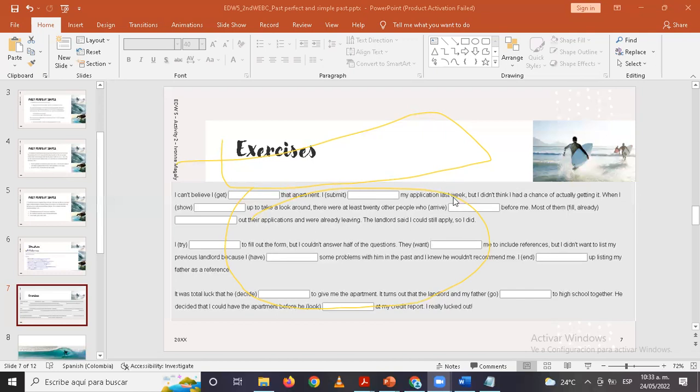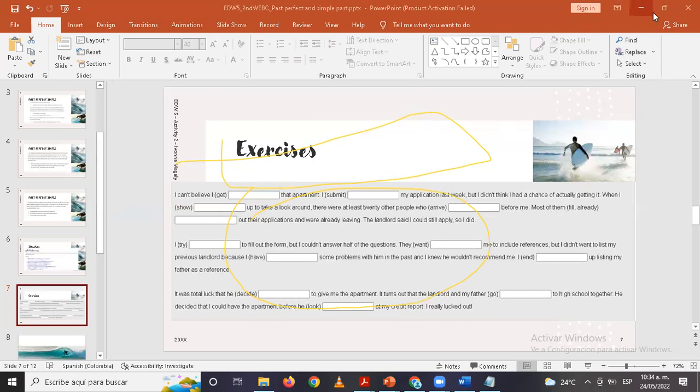My application last week, but I didn't think I had a chance of actually getting it. When I went up to take a look around, there were at least 20 other people who had been there before me, most of them had filled out their applications and were already living. The landlord said I could still apply, so I did.